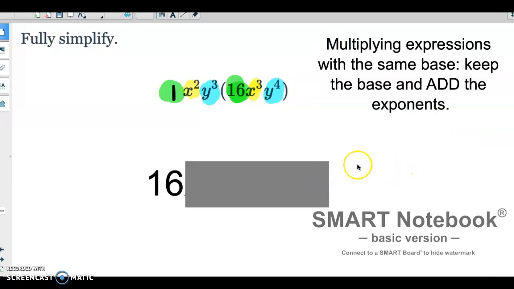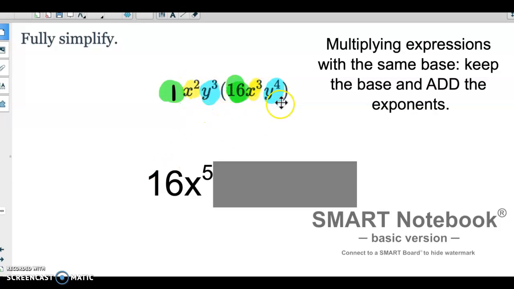Now we're going to use our rule. So first let's look at the yellow pieces, at the x's. We're going to keep the base, so we're going to keep the x, and we're going to add the exponents. So you want to figure out what is 2 plus 3, and that will be the exponent on your x. There, 2 plus 3 is 5. So far we have 16x to the fifth.